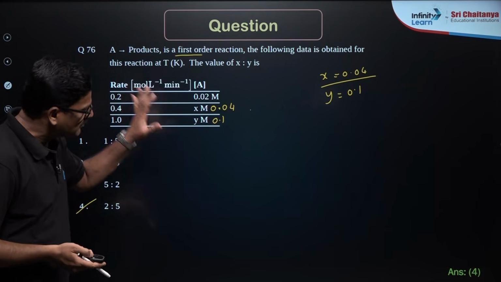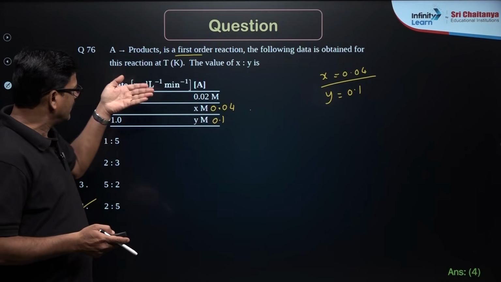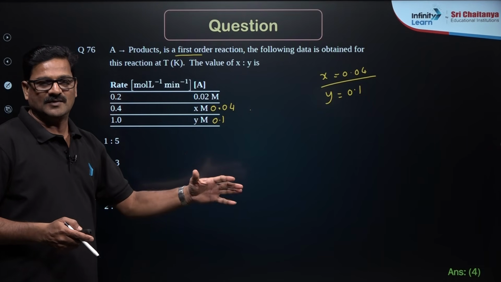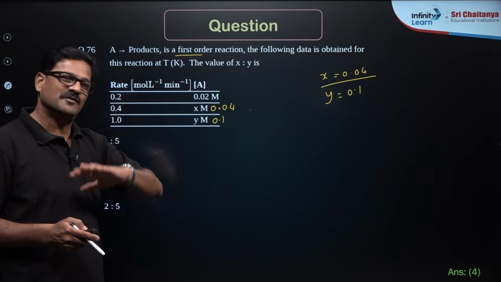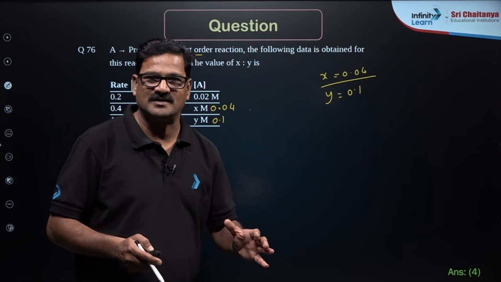You need not solve a lengthy formula based question. So, look at this. If concentration is doubled, the rate will be doubled. If concentration becomes 5 times, rate will become 5 times. Simple logic I just want to use for this first order kinetics.